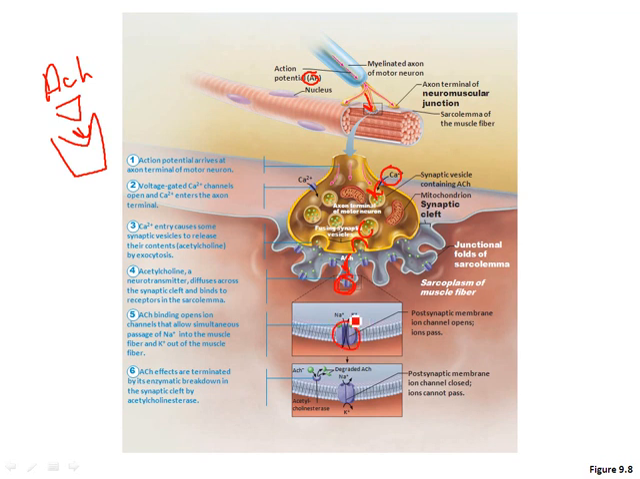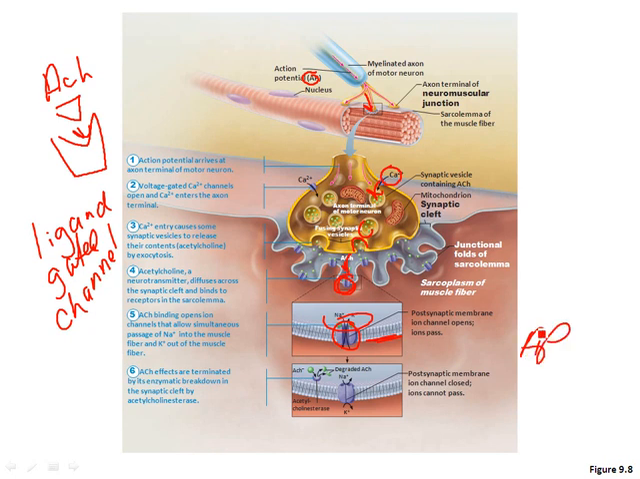Right here, here's the receptor. Now, these are ligand-gated channels. Remember ligand-gated versus voltage-gated? That means in order for these channels to open, something has to bind. The neurotransmitter has to bind. In this case, it's acetylcholine. So acetylcholine binds its ligand-gated receptor, okay, and that allows sodium and potassium to move into the sarcolemma. That change in charge generates an action potential.